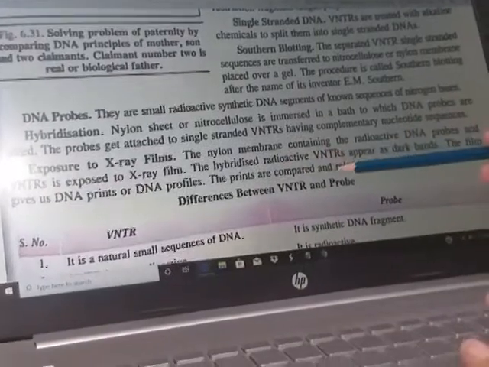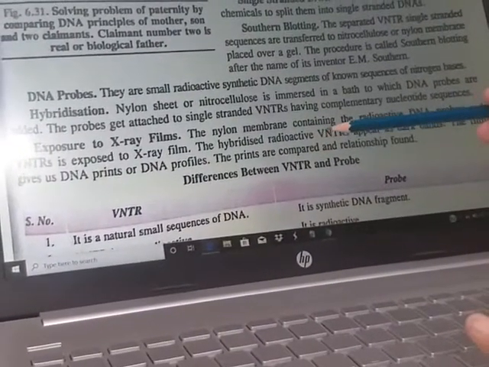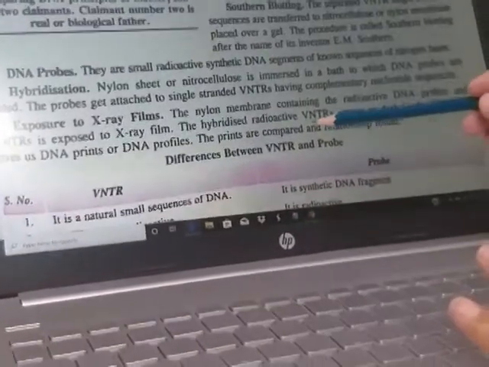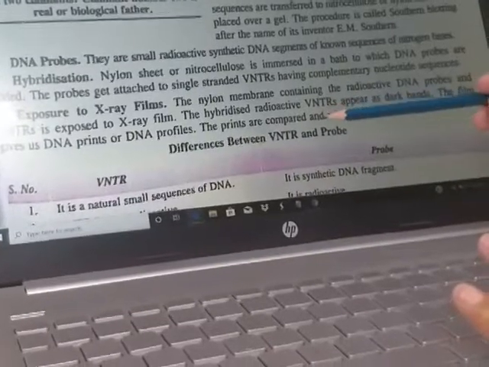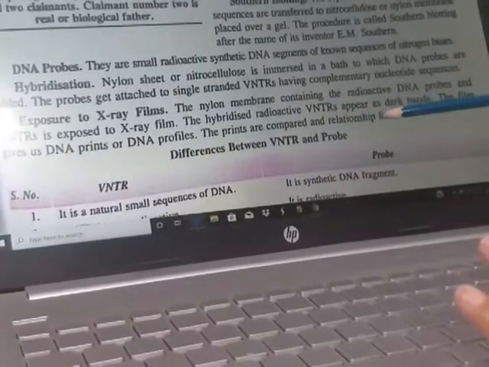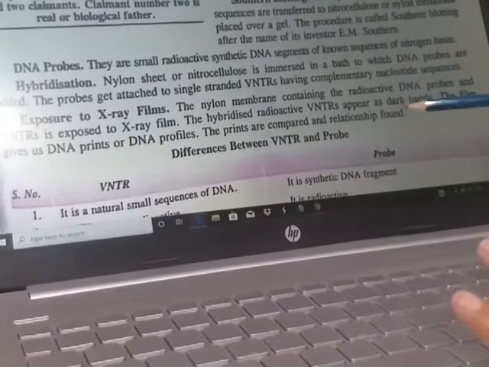The prints are compared and relationship is found. They are compared with the mother, with the father, in case there is doubt or in case there are disputes for a child, or we want to find who is the suspect in cases of crime.